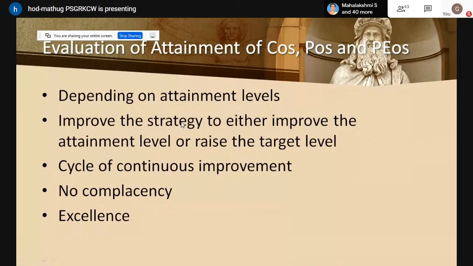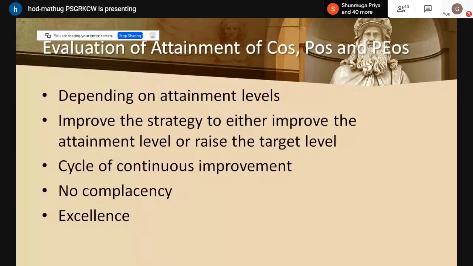So you evaluate the attainment of COs, POs and PEOs, and depending on the attainment levels, we improve the strategy to either improve the attainment level or raise the target level. See, in PO1, I have achieved 2.6. I will not be complacent. I will not stay at 2.6. What is next to be done to increase that 2.6 to 2.9? So that way I have to think.